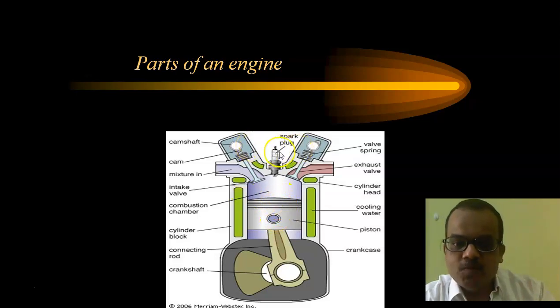Now these are the two valves, inlet and exhaust. Then this is the spark plug, combustion chamber, and the cylinder head. So these are some of the important components of an engine.